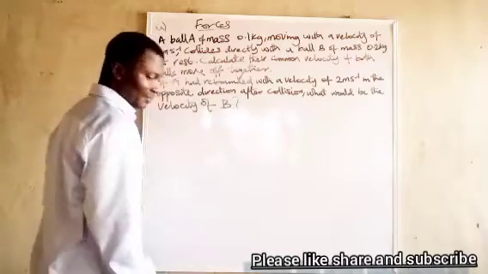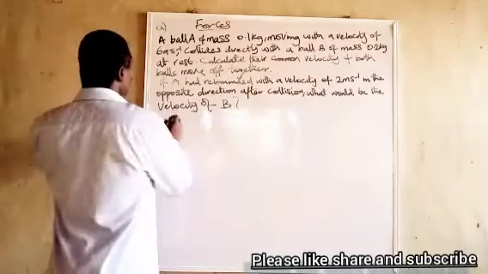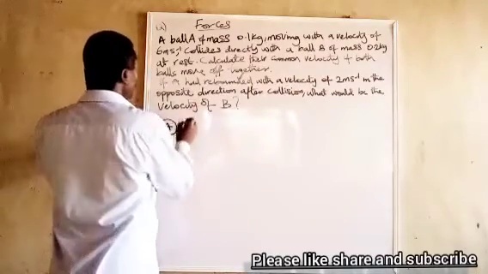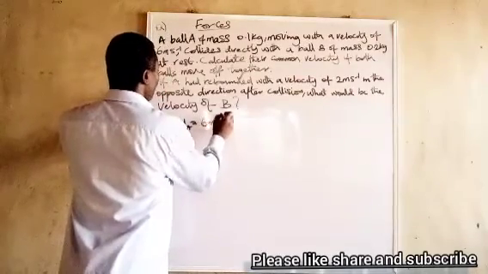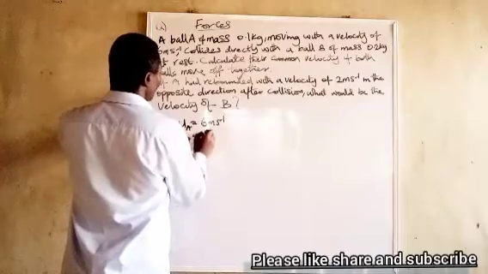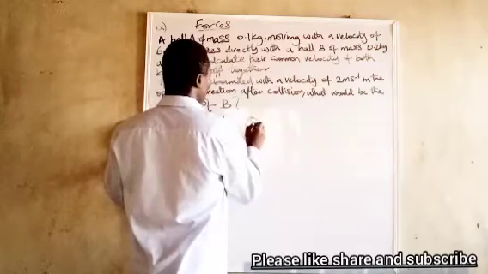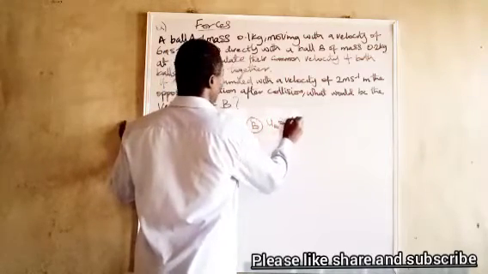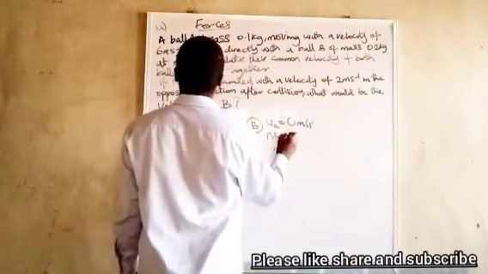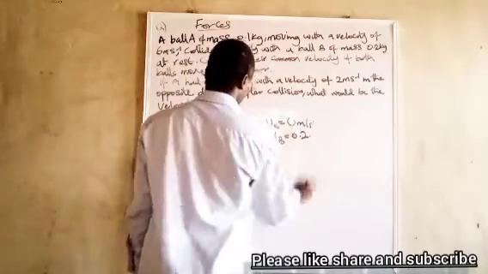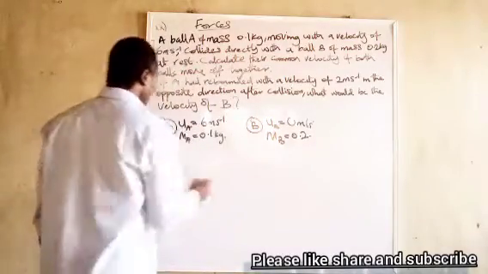In the first part, for ball A, u_A is equal to 6 and m_A is equal to 0.1 kg. For ball B, u_B is equal to 0 and m_B is equal to 0.2. Now, the first part is telling us that when they collided, they moved with a common velocity. Let's see what that would be like.